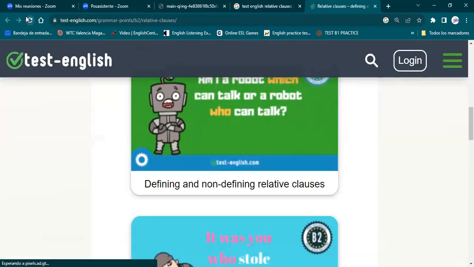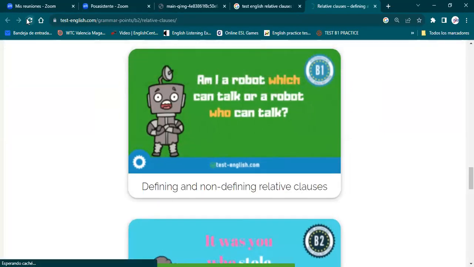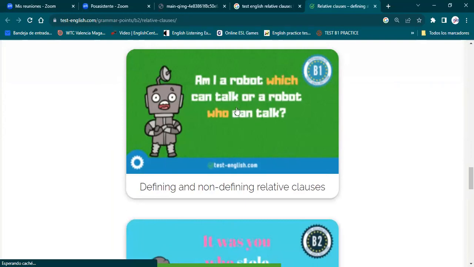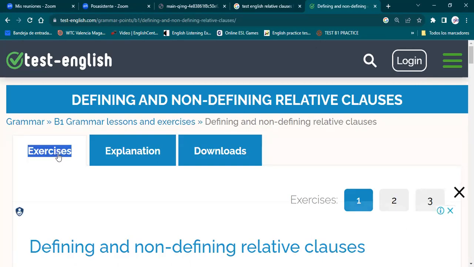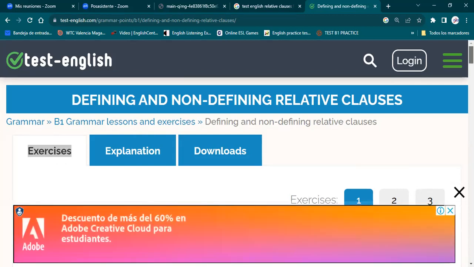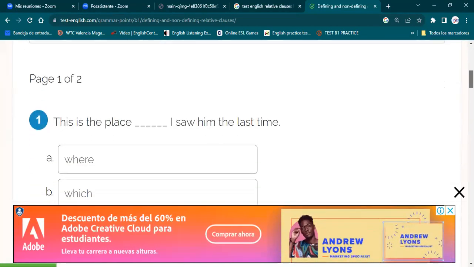Okay, let me charge it again. You see, it doesn't open the defining and non-defining relative clauses exercises. Is something wrong with this page? Okay, notice that it doesn't open correctly.